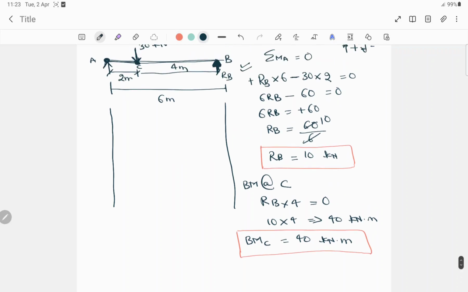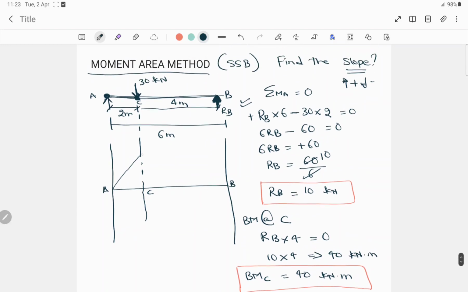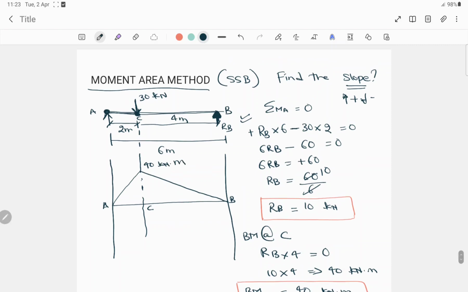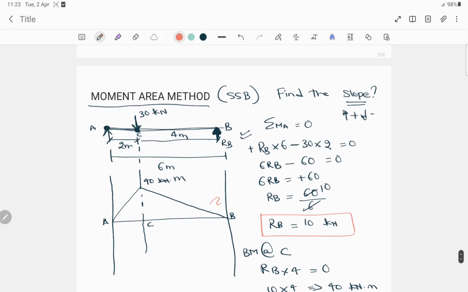So now we can draw the bending moment diagram. It is positive, right? Just draw the imaginary line with points A, B, and C. The maximum bending moment will occur at point C, and as it is a point load, the line will be straight, like this. Here it is 40 kilonewton meter. So this is the bending moment diagram.